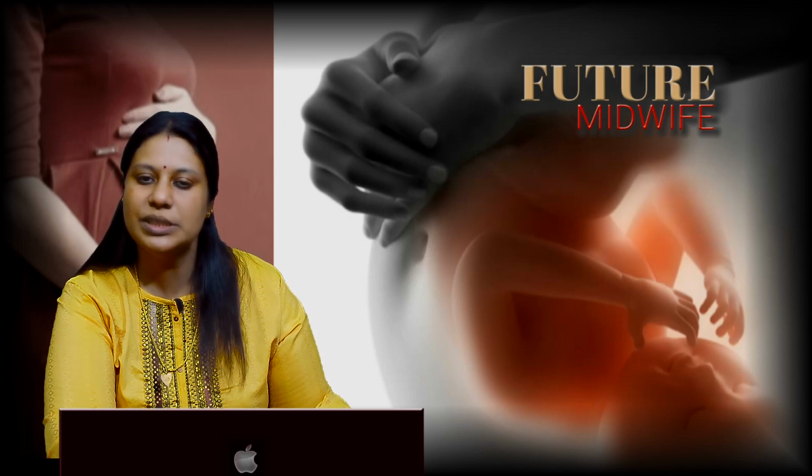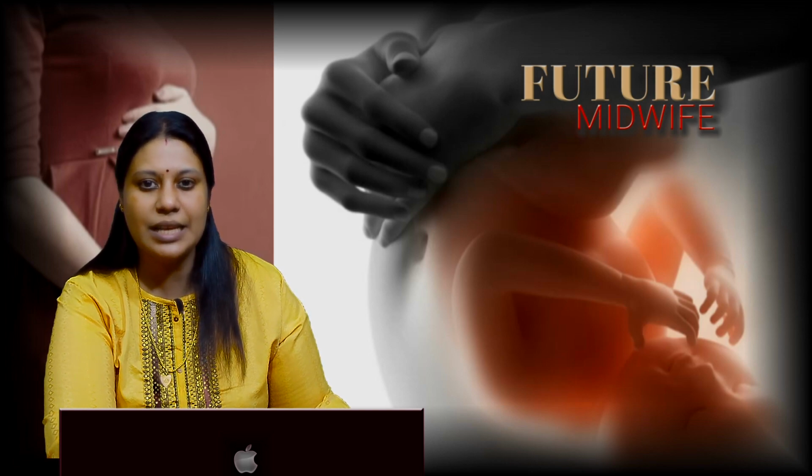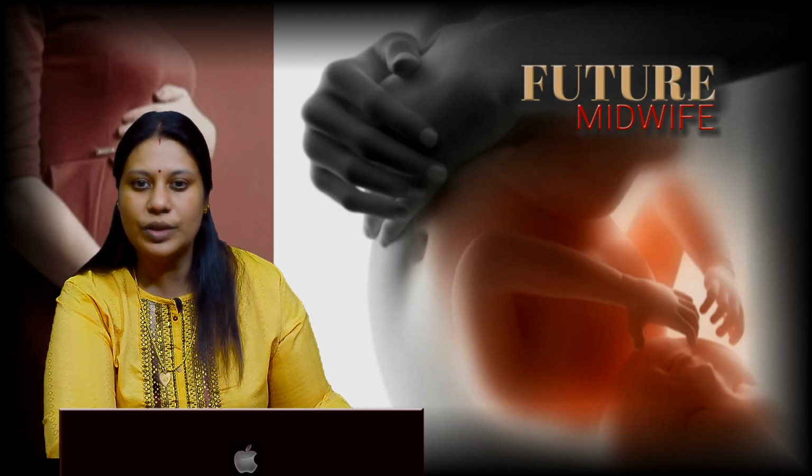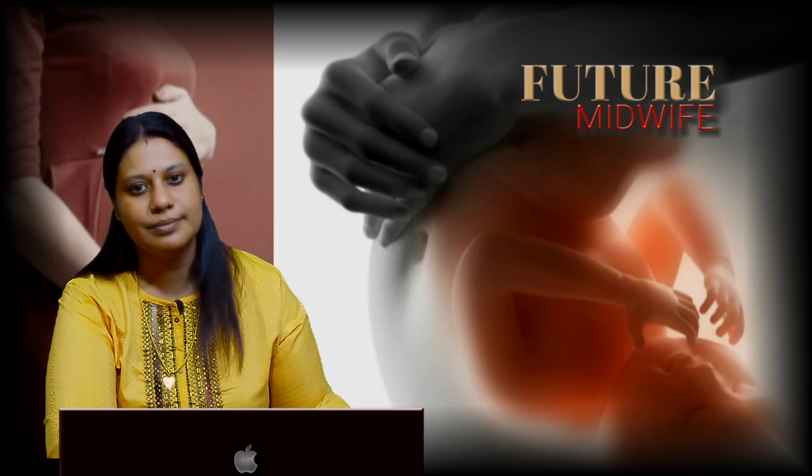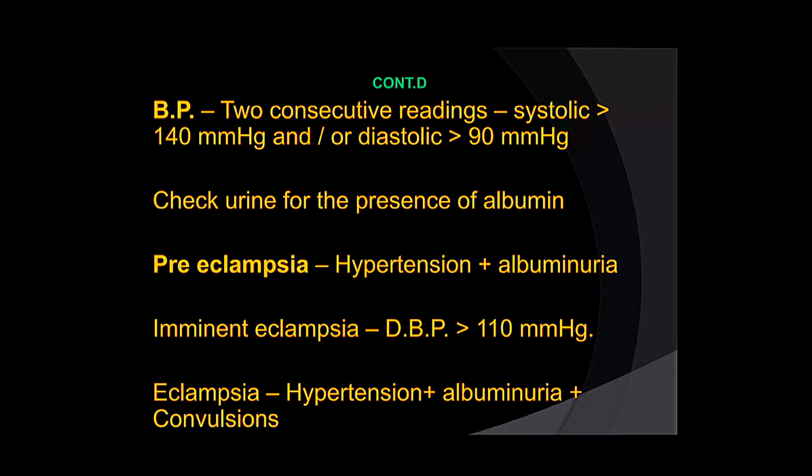Later she has to check for edema. Especially edema in the lower extremities indicates signs of preeclampsia or eclampsia. It is very important to check the BP at each antenatal visit. In BP, 2 consecutive readings have to be considered. In these 2 consecutive readings, systolic blood pressure more than 140 mmHg or diastolic more than 90 mmHg is considered a risk. Check urine for the presence of albumin.